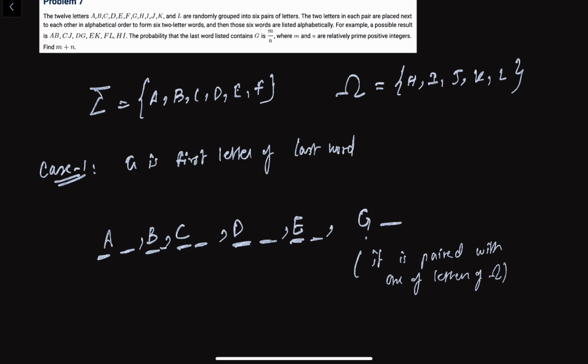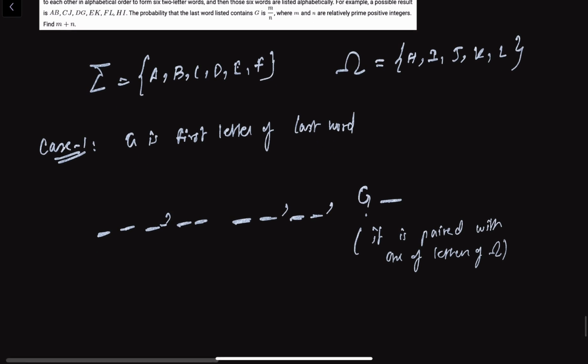Now regarding the second letter, we don't have any restriction for the second letter, except it should be greater than its first letter. So basically the first 6 letters are G together with letters of sigma. Consequently, exactly one pair is from sigma, and the other 4 sigma letters pair with the 4 remaining omega letters. So it can be A, B, C, D, E, or B, C, D, E, F, or A, C, D, E, F. It can be anything.